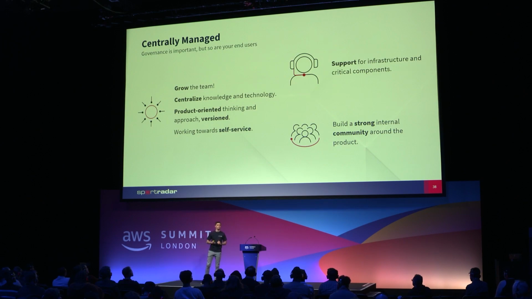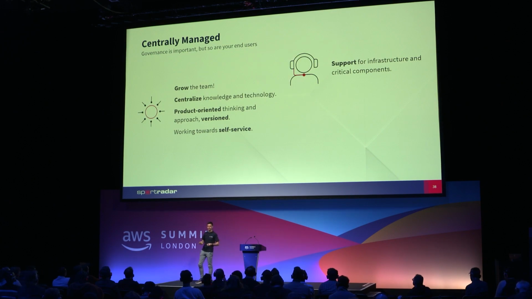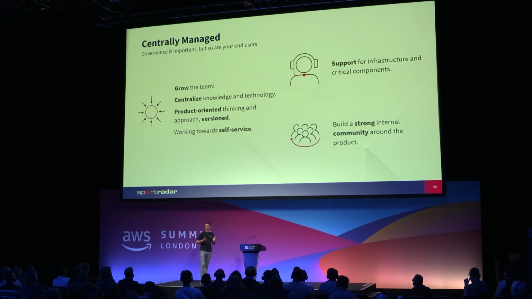We started centralizing all of the different knowledge about all of the components in a centralized team. And this was really the first step if we wanted to offer support for all of the infrastructure and of course critical Kubernetes components like CoreDNS, cert-manager, and things like that. But a really important aspect for us was also to build and nurture a strong internal community around the product. We're building the platform for our end users to make developers' lives easier. So it's really important to have our community engaged in all of the stages of the development lifecycle.